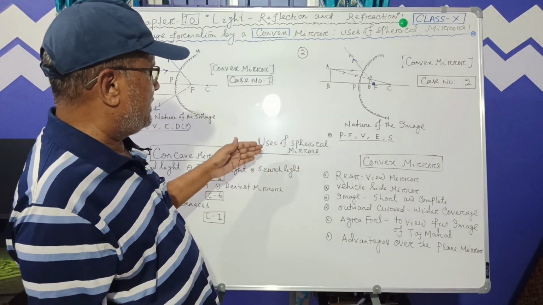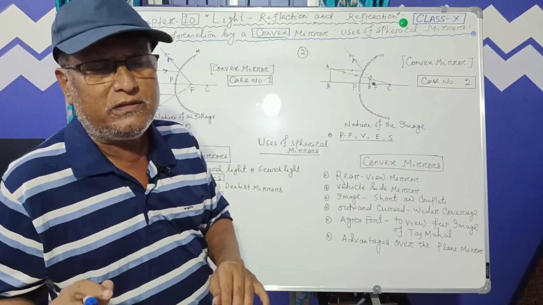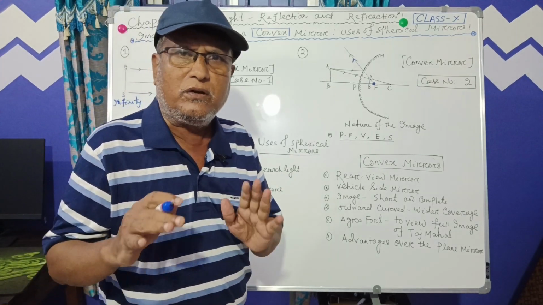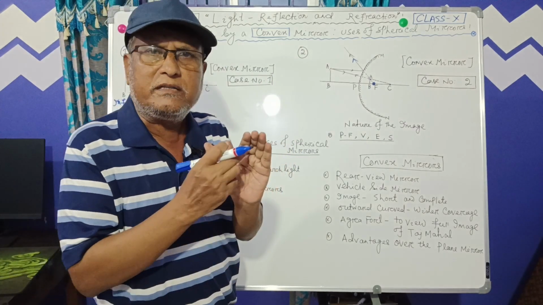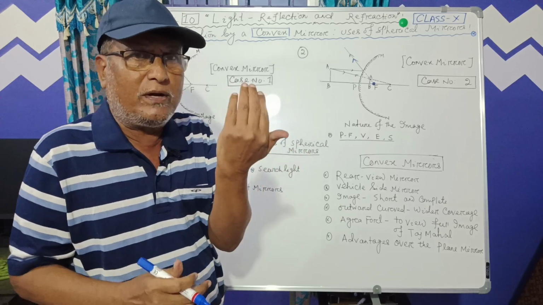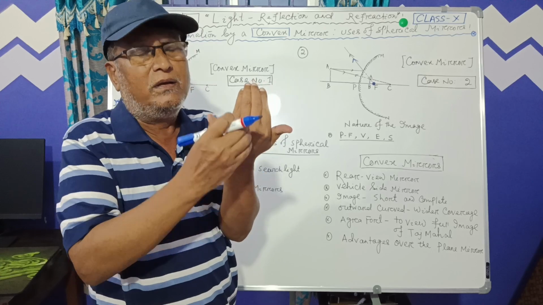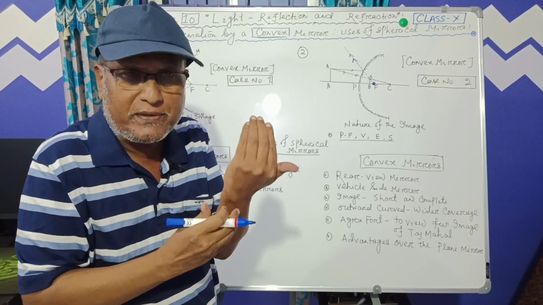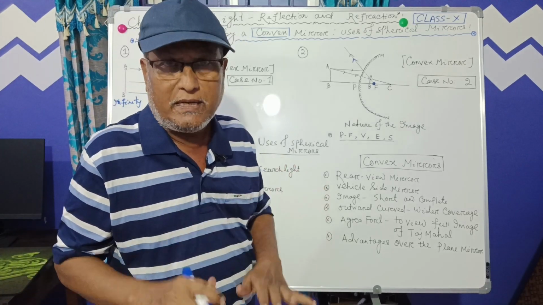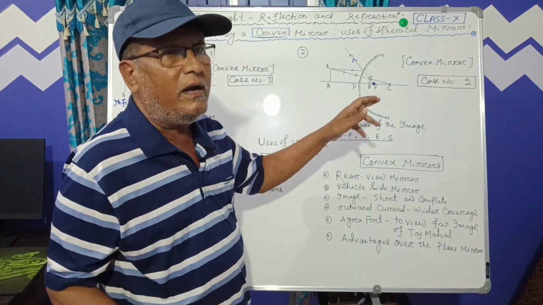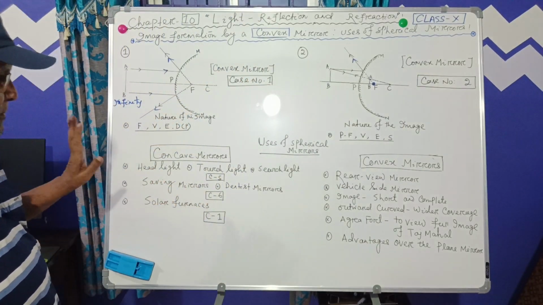So come to the uses of spherical mirrors. We discussed two kinds of mirrors. One is concave, another is convex. In concave, this is the inward surface acting as the reflecting surface. Now look here. When the outer surface acts as the reflecting surface, it is called a convex mirror. So we have discussed two types of mirrors, the concave mirror and convex mirror. So let's discuss their uses. We have highlighted the points only.